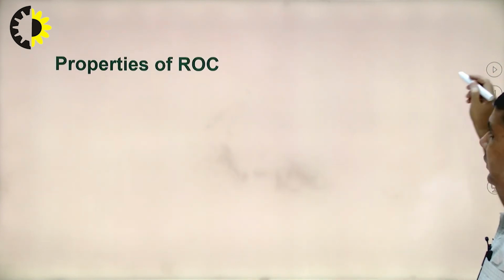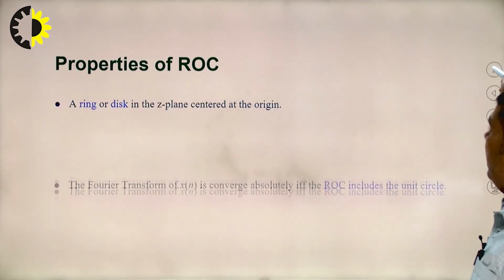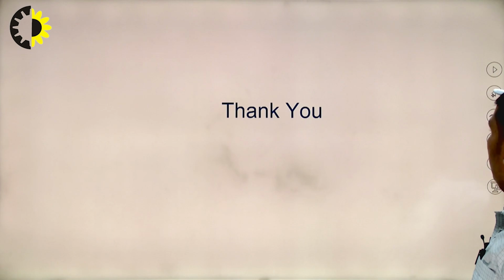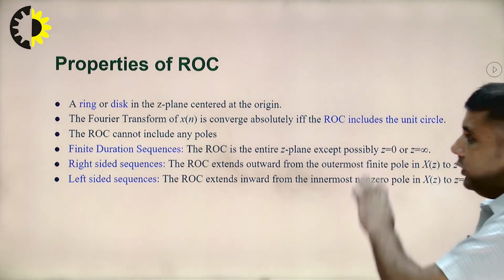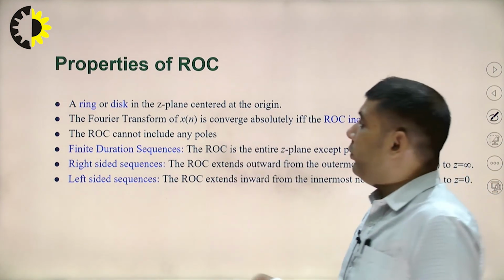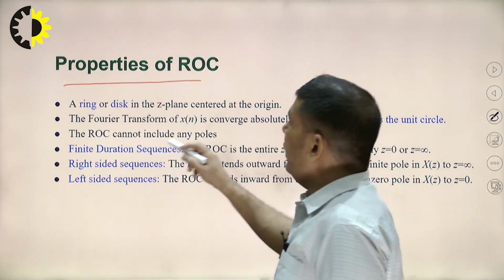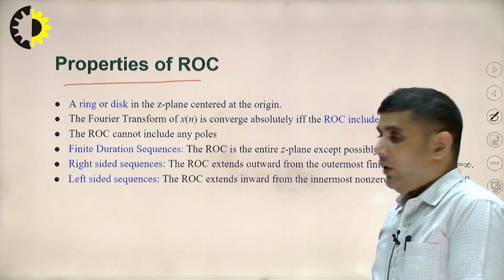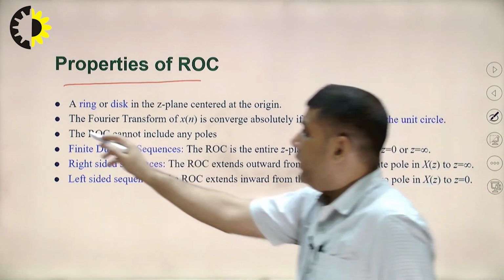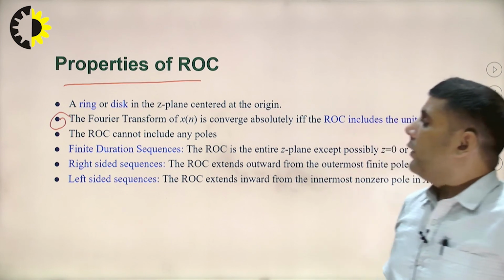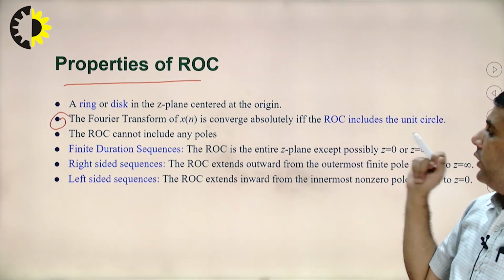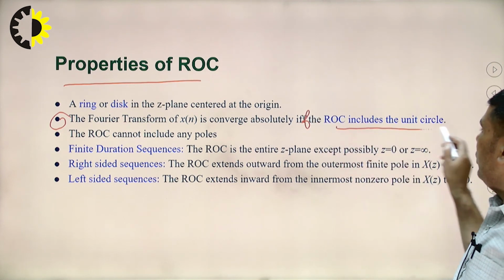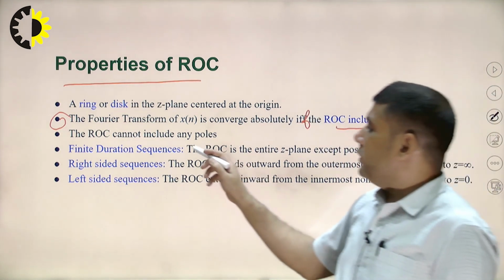So let us discuss the last point, that is the properties of the ROC. Before concluding today's lecture, let us discuss the properties of ROCs. First, the ROC is a ring or disc in the z plane centered at the origin. Second, the Fourier transform of a discrete sequence x[n] converges absolutely if the ROC includes the unit circle, and the ROC cannot include any pole.